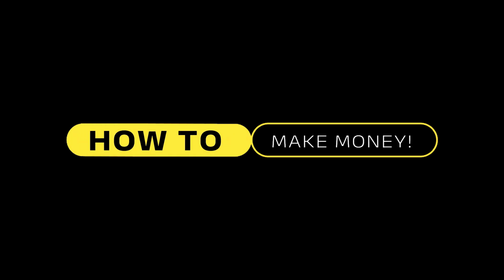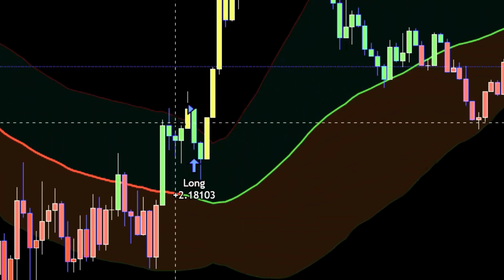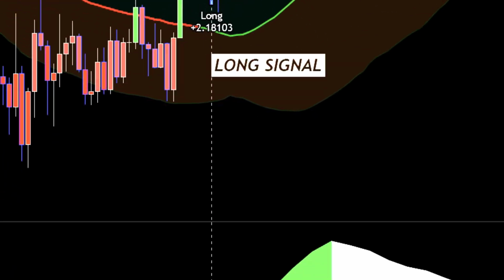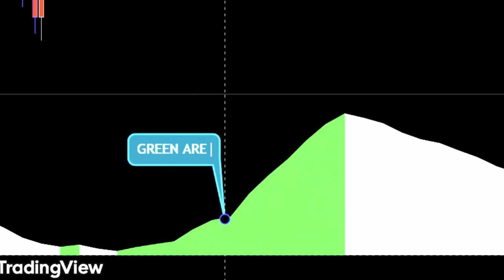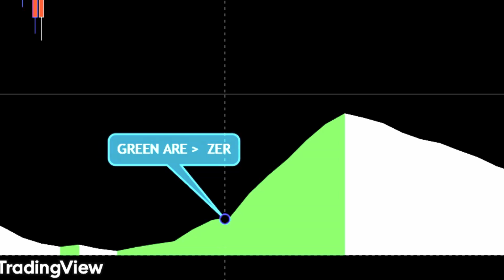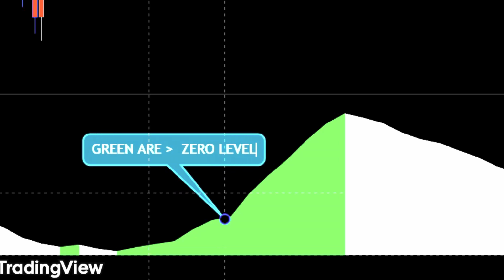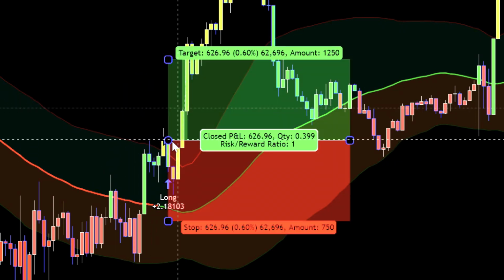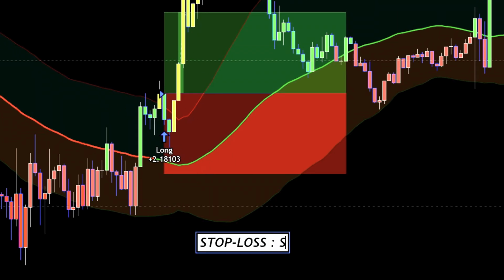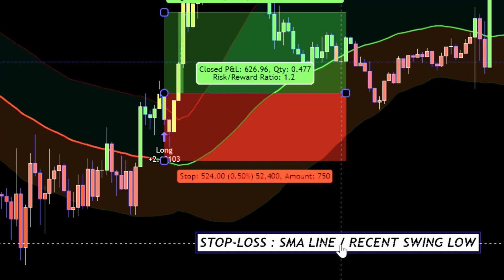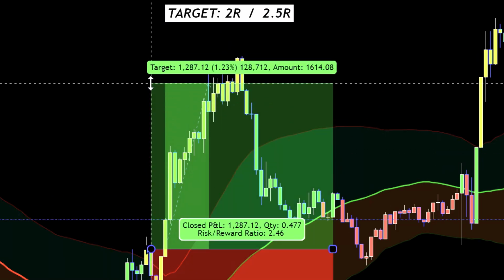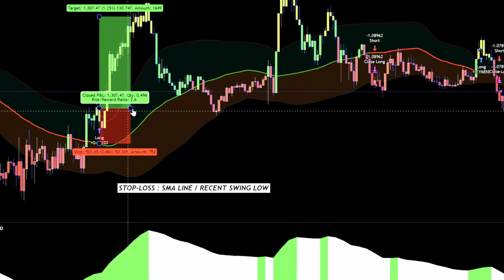Alright, let's break down the rules. When the Bollinger Bands flash a long signal, meaning the price breaks above the upper band, check the MACD. It's gotta show bullish momentum with the green histogram above the 0 line to confirm the trade's riding the market's wave. If it's green, go for it. Open a buy position. Set your stop loss just below the middle SMA line or the most recent swing low. Whatever feels safer. For profit target, shoot for 2R or maybe 2.5R to lock in those gains. This is how this strategy fixes those risky entries.